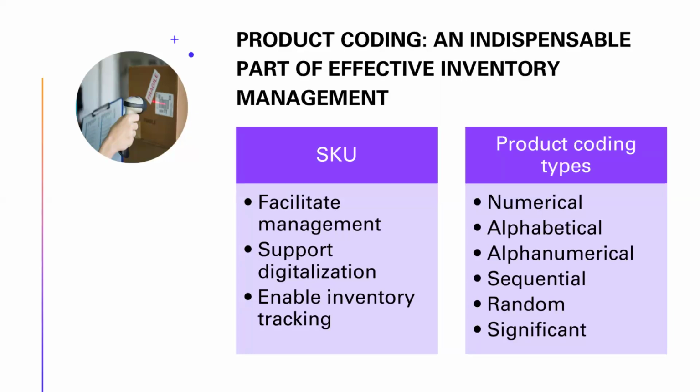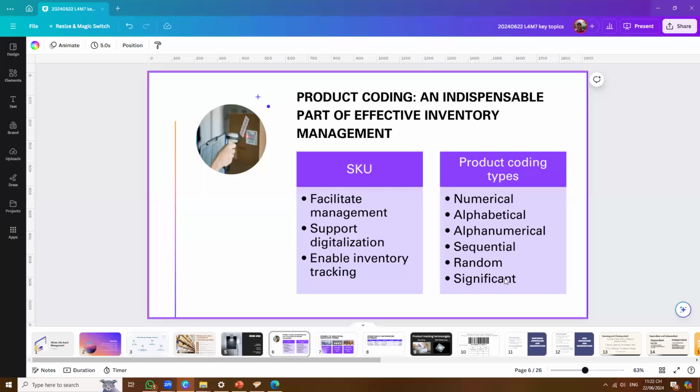The coding could also be sequential, random, or significant. Sequential means they come in sequence, like 61, 62, 63. Random means they are just random numbers or random characters, and there's no reason at all, just because they are random. And significant means the code has structure. Significant coding is also known as structured coding.